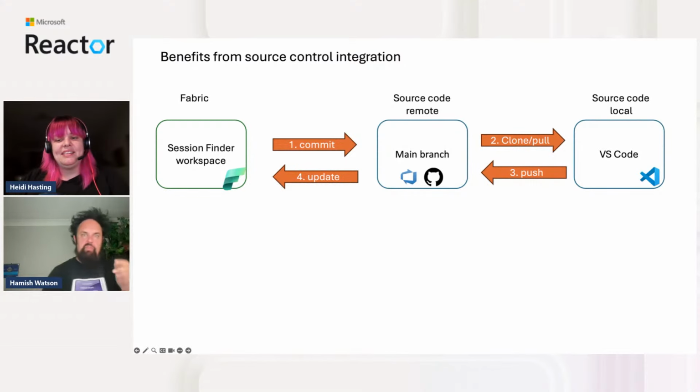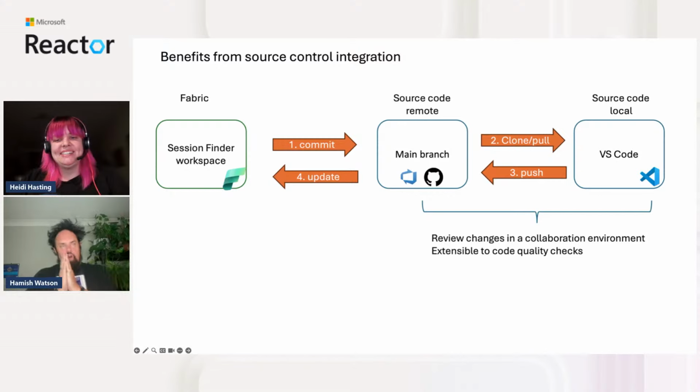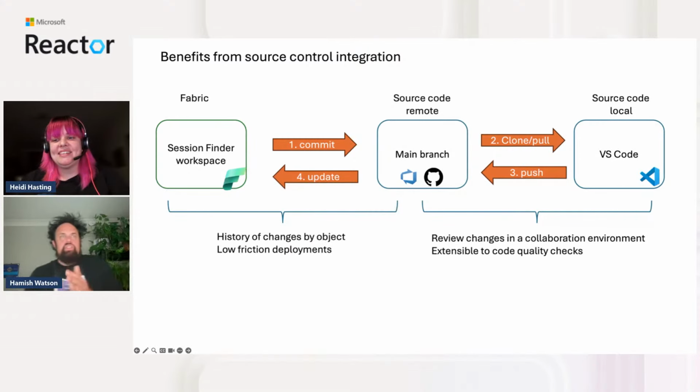This is what we were talking about before, but it really comes home to roost where we can review our changes in a collaborative environment, right? And we can now bring in code quality checks with this methodology. Now, on the left-hand side, we do have the history of changes by object, and these are low friction deployments. When I looked back, years ago when I first started using Fabric, a lot of it was clicking around. Well, you can't scale clicking and you can't scale people, but we can definitely scale and do auditing and quality checks on code.